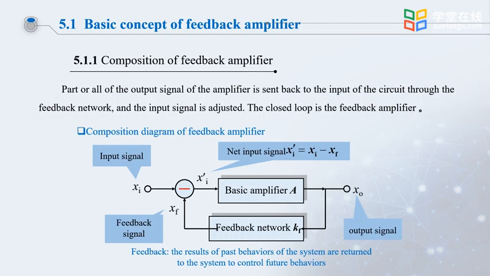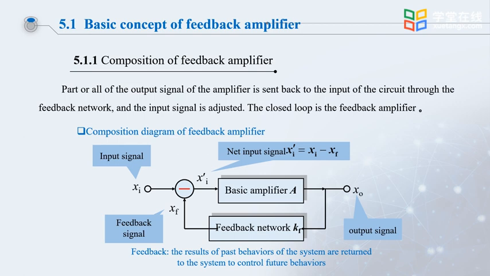First, let's talk about 5.1, the basic concept of feedback amplifier. What are the components of a feedback amplifier? A feedback amplifier is one where the output signal of the amplifier, partially or wholly, through a feedback network, returns to the input of the circuit and adjusts the input signal. The resulting closed loop is the feedback amplifier.